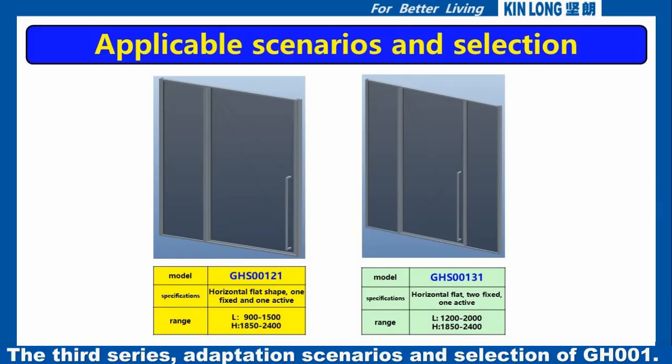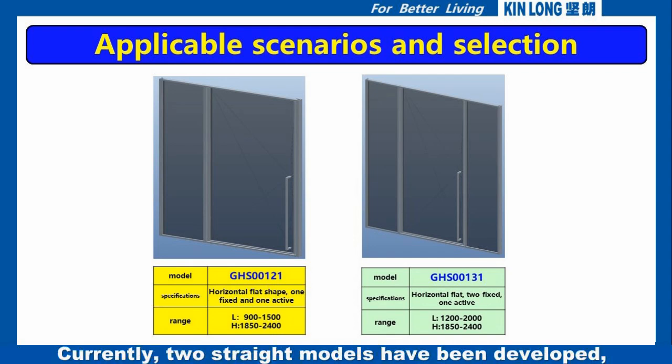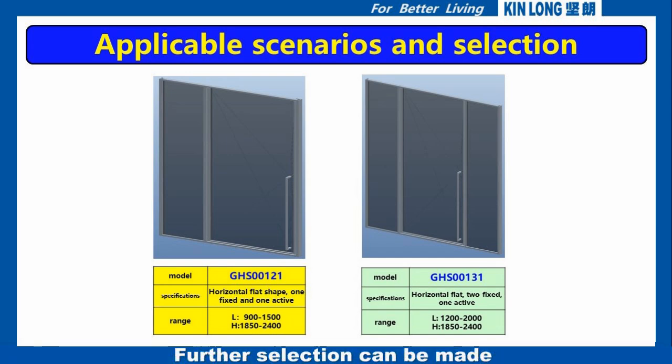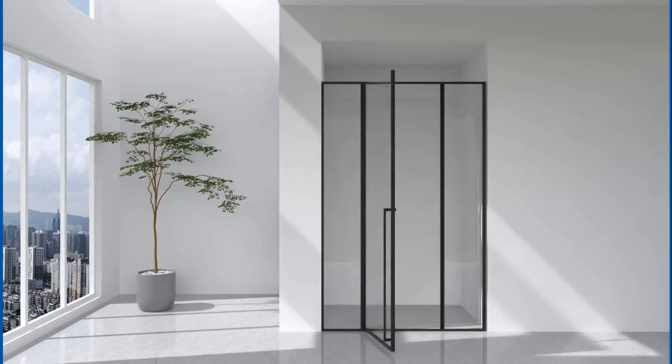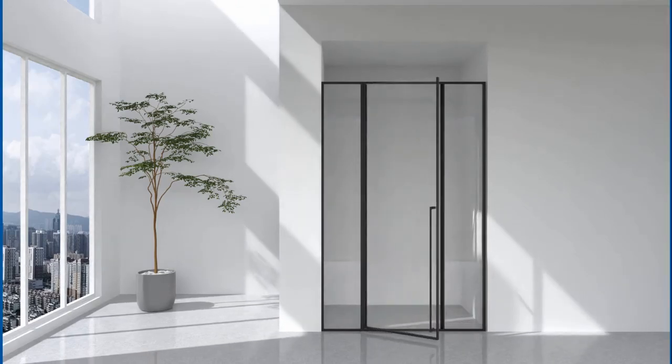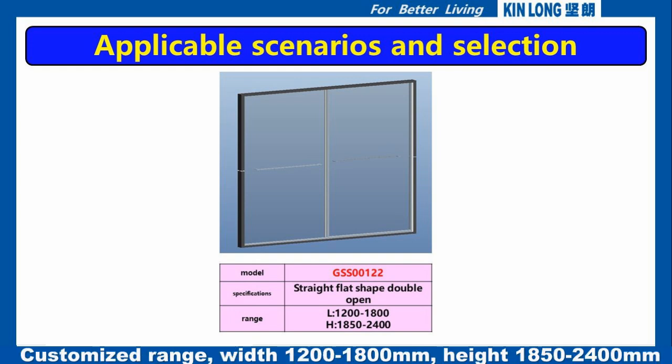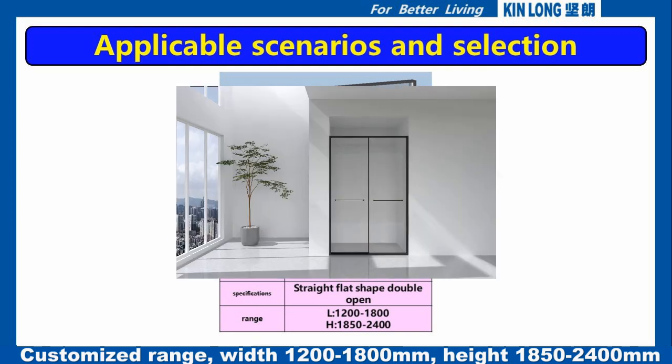The third series, adaptation scenarios and selection of GH001. Currently, 2 straight models have been developed, belonging to the hinge category. Further selection can be made from the customized range of sizes. The fourth series, GS001, also a straight type, belongs to the double sliding door category. Customized range, width 1,200–1,800 mm, height 1,850–2,400 mm.